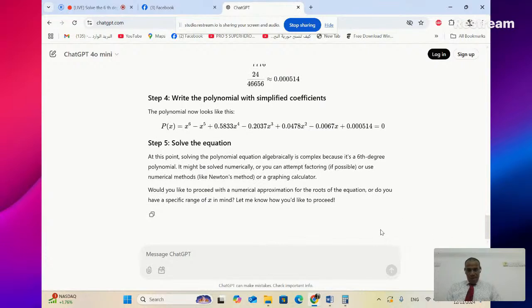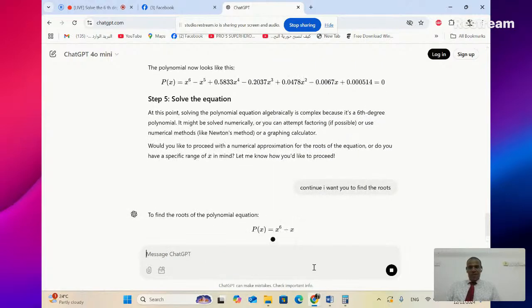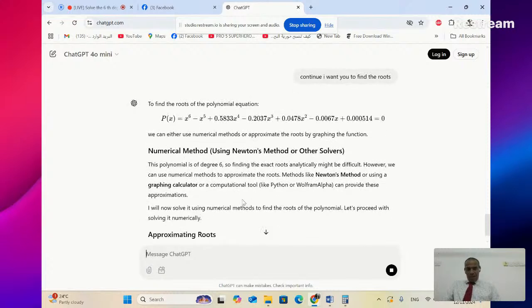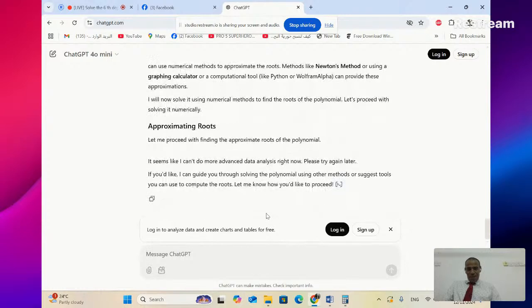Okay, I will tell him, okay, continue, solve, continue. I want you to find the roots. Continue, to find the roots of this polynomial by numerical method, Newton's method, or other. Okay, so for this polynomial to the power 6, finding the exact roots analytically might be difficult. However, we can use a numerical method to approximate the roots. Method of Newton. Okay, so he can't apply the method of Newton.